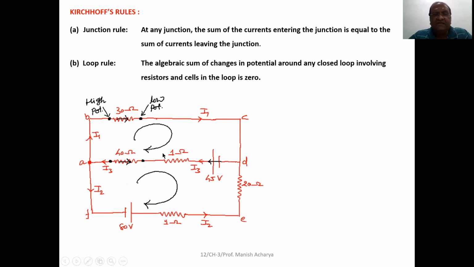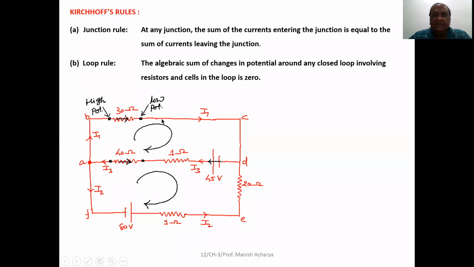Now see here, this particular network given to you. In this network, there are two junctions. One junction is A and the second one is D. Because at A, this 30 ohm resistor is connected, this 40 ohm resistor is connected, and this 80 volt battery is connected. So more than two components are connected. Similarly, at D also more than two components are connected. So in this circuit, terminals A and D are the junctions. Clear to all of you?